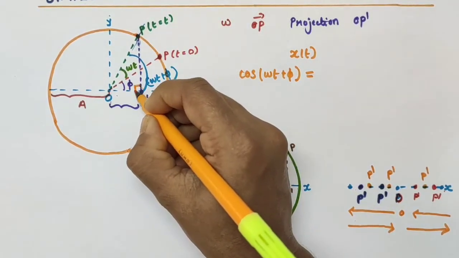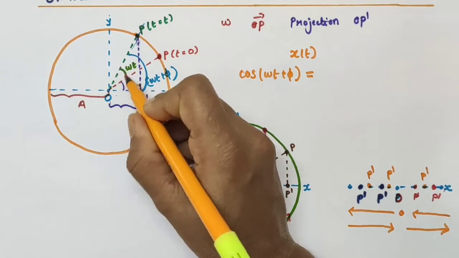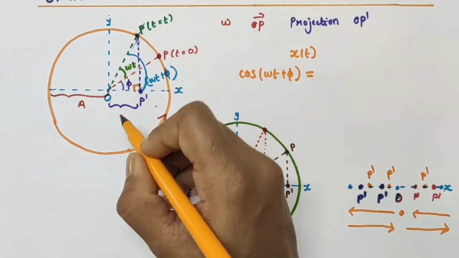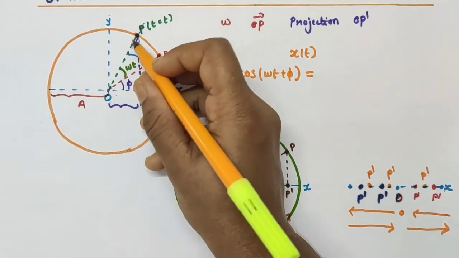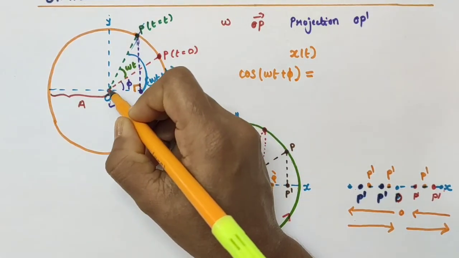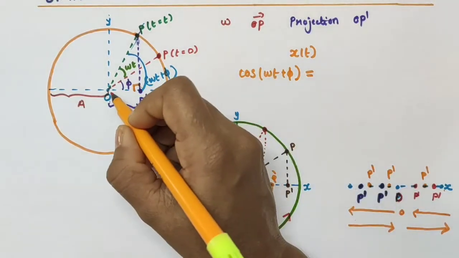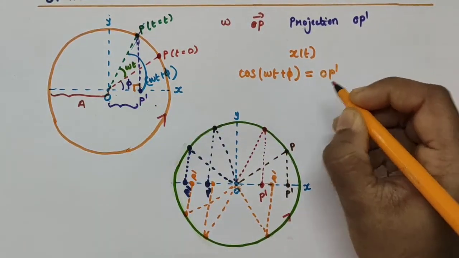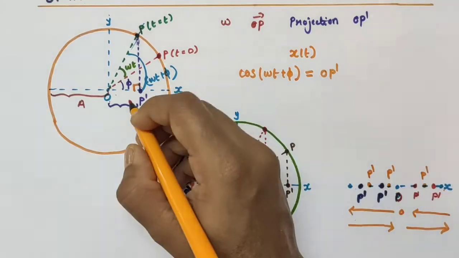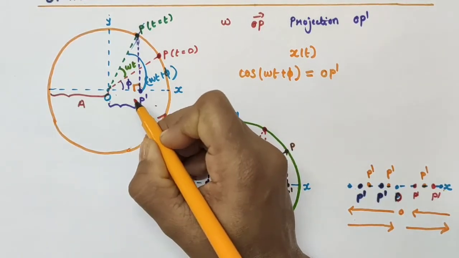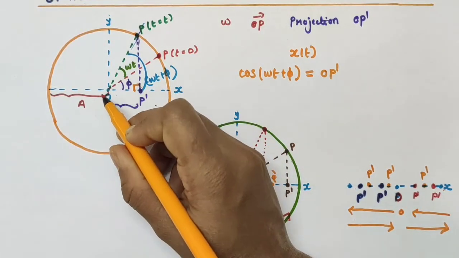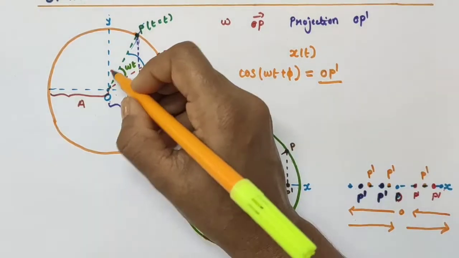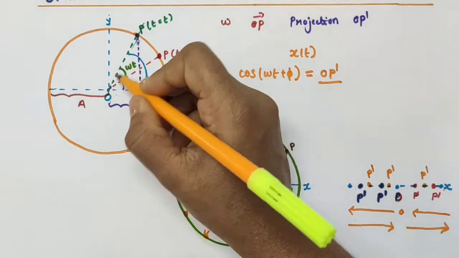I am considering this right angled triangle. This is the 90-degree angle. This angle is phi, this is omega t. So this total angle is omega t plus phi. So when we consider this right angled triangle, here we can write cos of omega t plus phi is equal to adjacent side, OP dash. OP dash is the position vector of P dash from the origin or this midpoint O, then divided by the hypotenuse. That is OP.